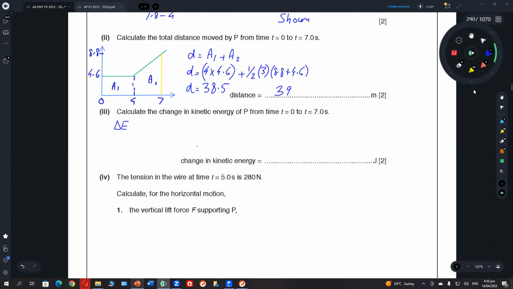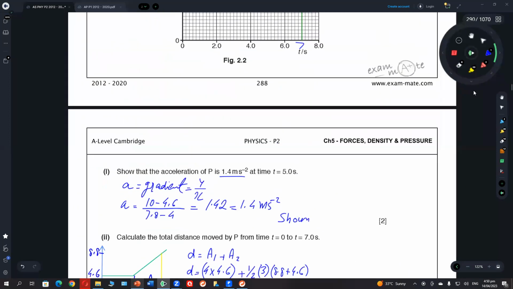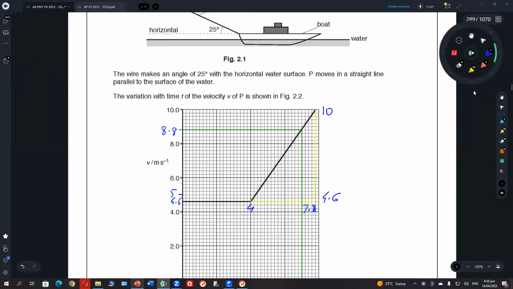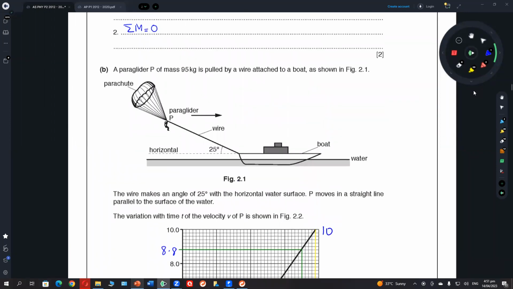Calculate the change in kinetic energy of P from 0 till 7. Formula. What is the mass of this object? Can you give me 1 minute? I'm coming, no problem. Mass is 95.